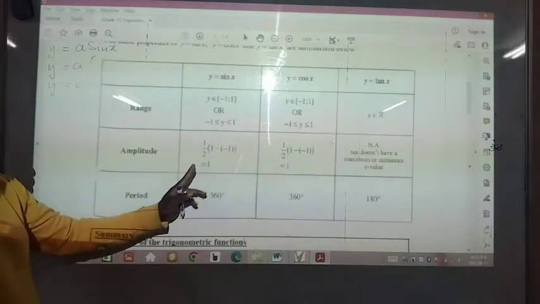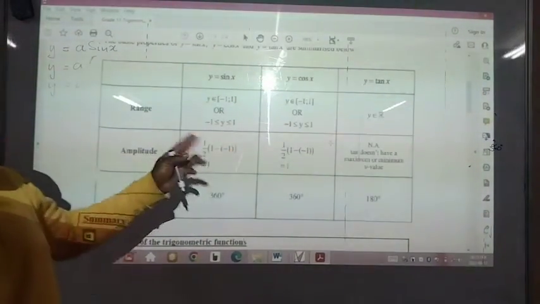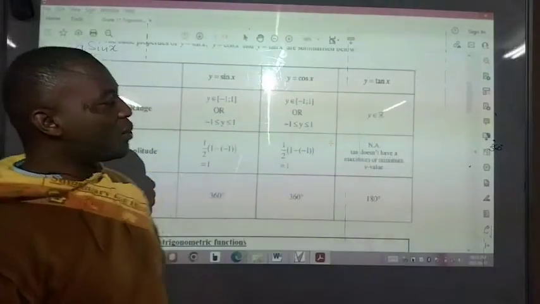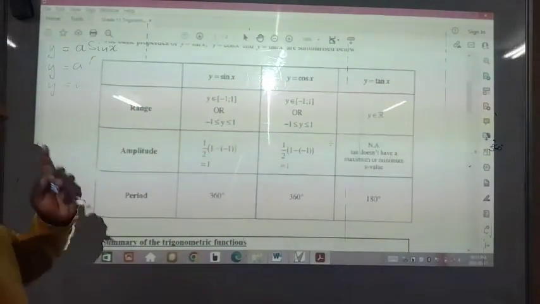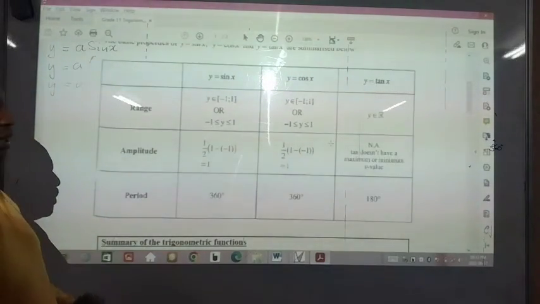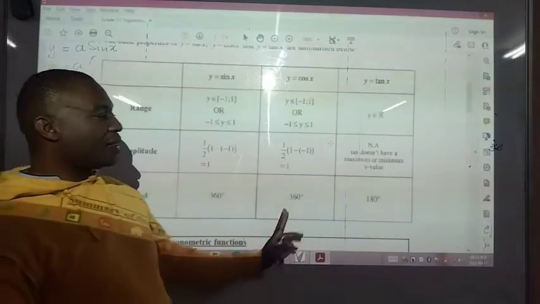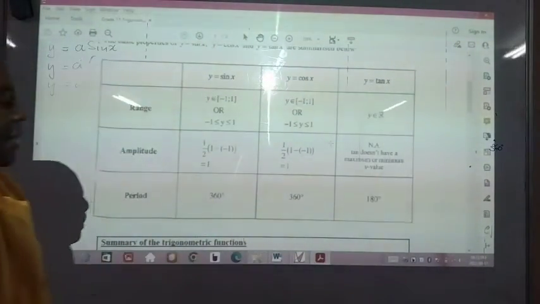The amplitude is 1 for the graphs of sine and cos x, and there is no amplitude on the graph of tan x because it goes from negative infinity to positive infinity. And we notice that the period is 360, and for the graph of tan it is 180.